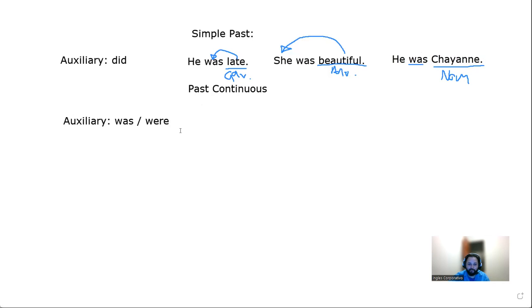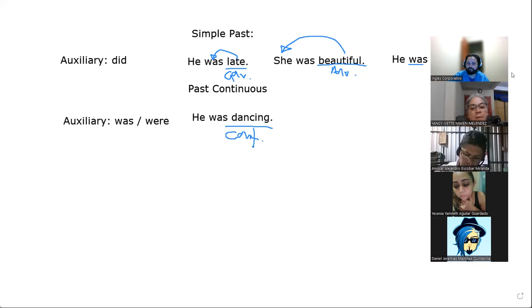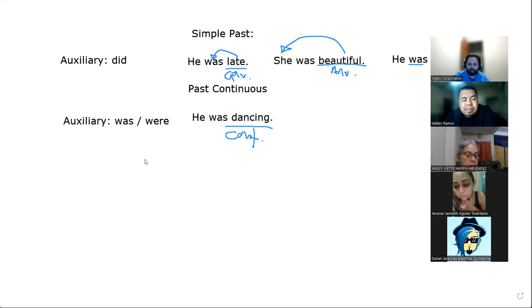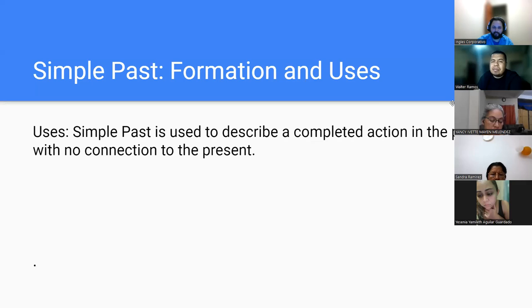Now, if we do use the ing form, guys, if we say, for example, he was dancing, now you can tell that this is a continuous form, and therefore this is past continuous and not simple past. So basically, if the verb that follows the verb be is an ing, then that is past continuous. Did that answer your question? Yes, teacher. Thank you. Very good. He was dancing is past continuous.